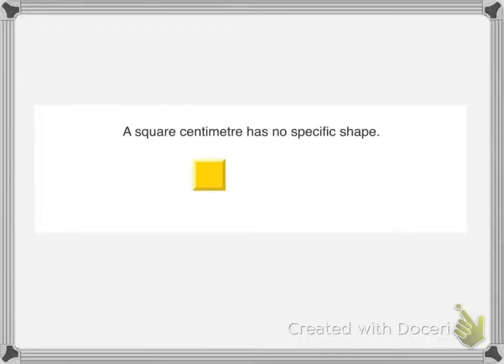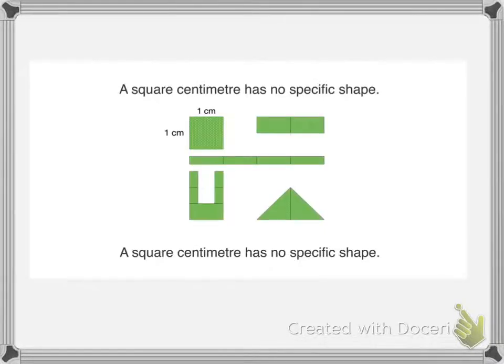A square centimeter has no specific shape, meaning it doesn't always have to look like a square. Here are some pictures of a square centimeter cut up and laid out differently. They are all still 1 square centimeter, even though they look different. The area does not change. Let's look at some examples.